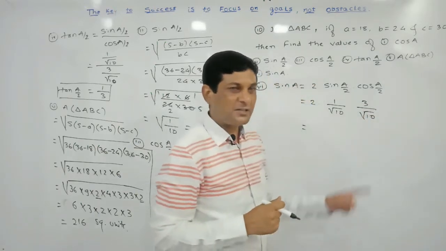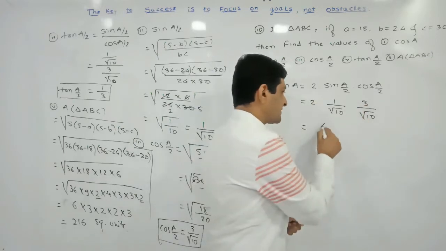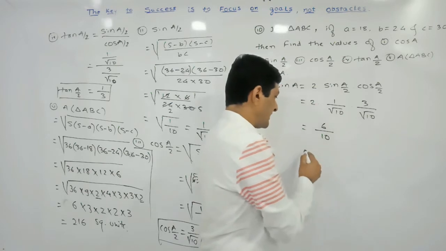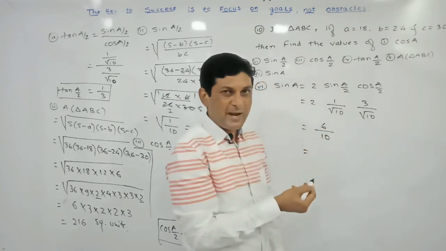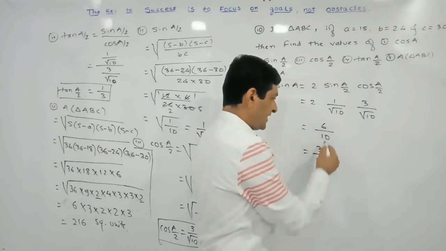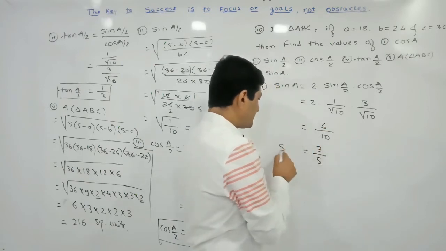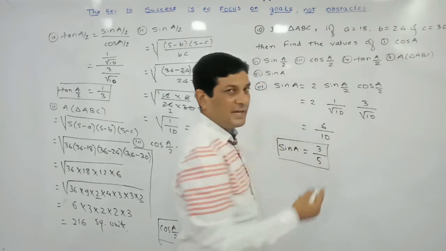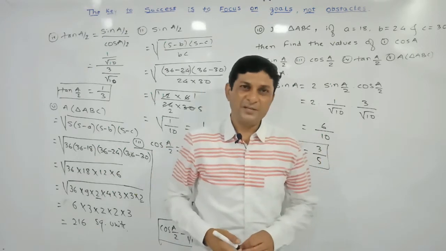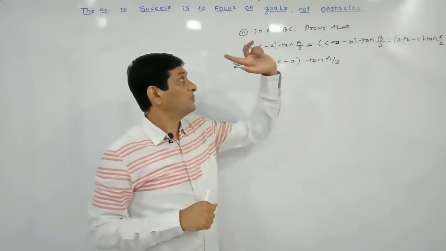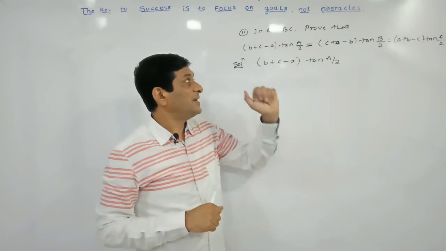Now simplify it. Let us see what we'll get in the numerator. 3 2s are 6. And in the denominator, root 10 into root 10 is equal to 10. Both the numbers are divisible by 2. If we divide the numerator and denominator by 2, here we will get 3 and here we will get 5. In this way, we have got our last required value, that is sine A. And its value is equal to how much? 3 by 5.